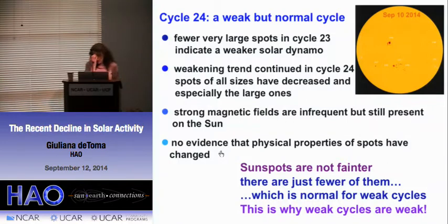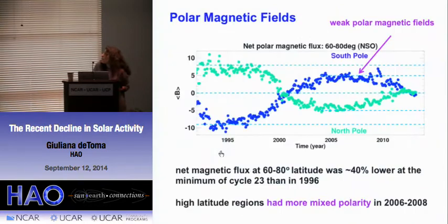So for the rest of my talk, I'd like to switch to a slightly different topic and show you the evolution of the polar magnetic fields, and how the changes that we are seeing in solar activity at low latitudes actually affect the global distribution of magnetic flux and how this weakening activity has affected the flux balance on the sun.